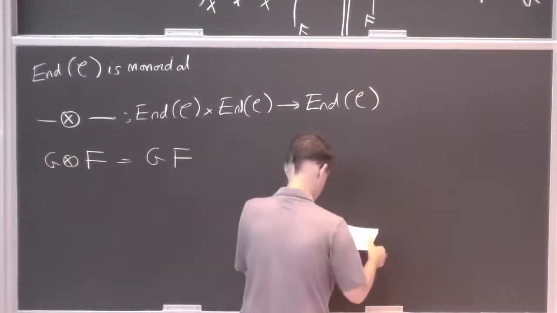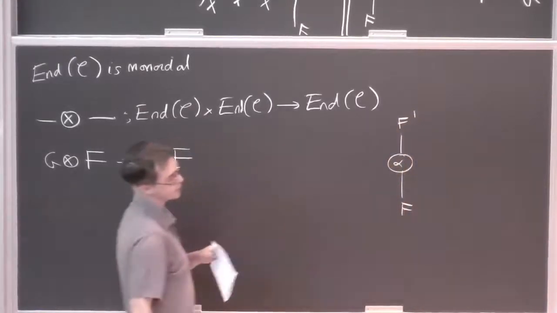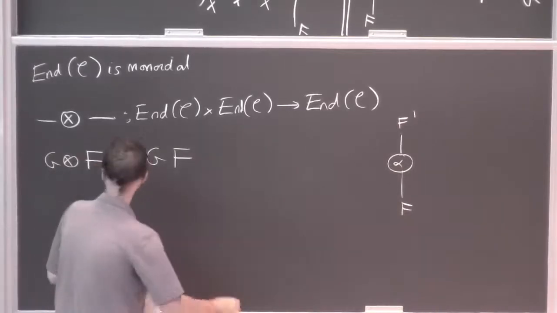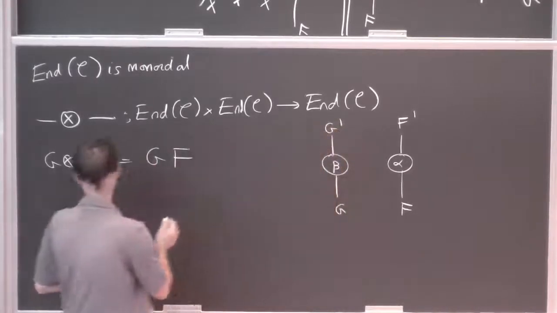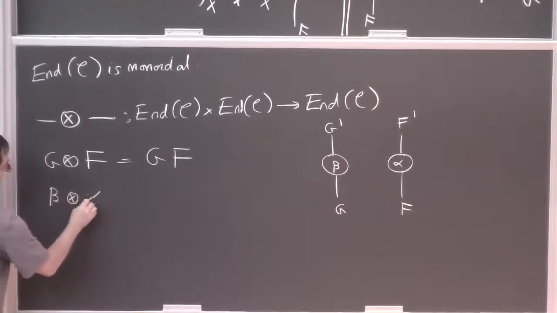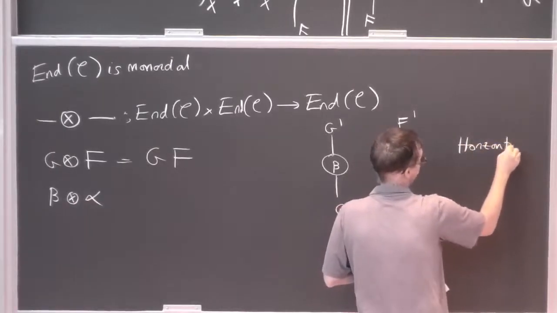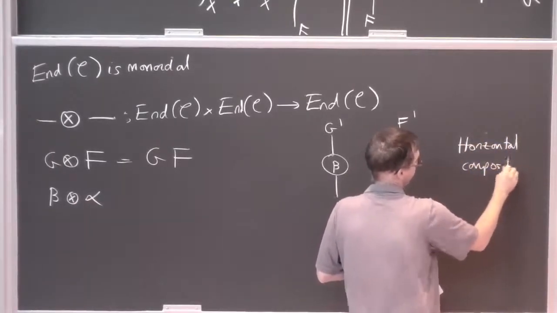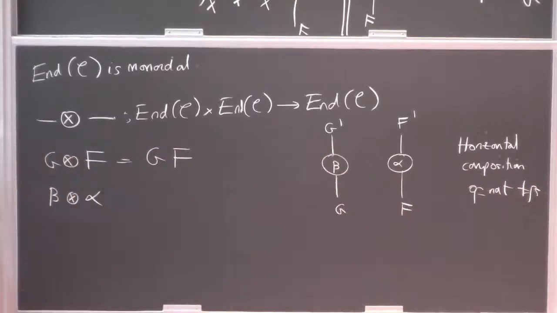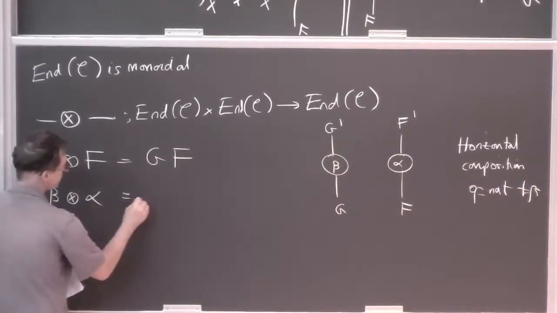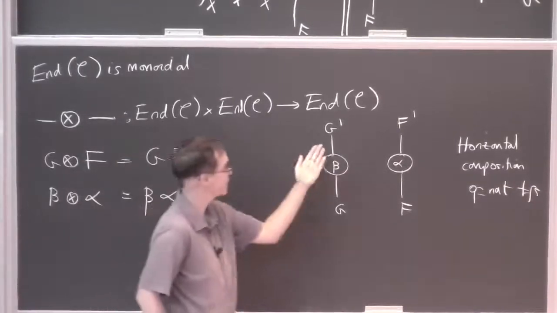Let's draw a picture for this. There's a natural transformation alpha from F to F prime, and I'm going to take another one, beta, from G to G prime, and what I'm trying to tell you is what is beta tensor alpha. This is called horizontal composition of natural transformations. This is a little bit harder than the vertical composition that we had before. Actually, I usually just write this beta alpha. I omit the tensor symbol when I'm working with natural transformations. So this is the picture, beta tensored alpha.